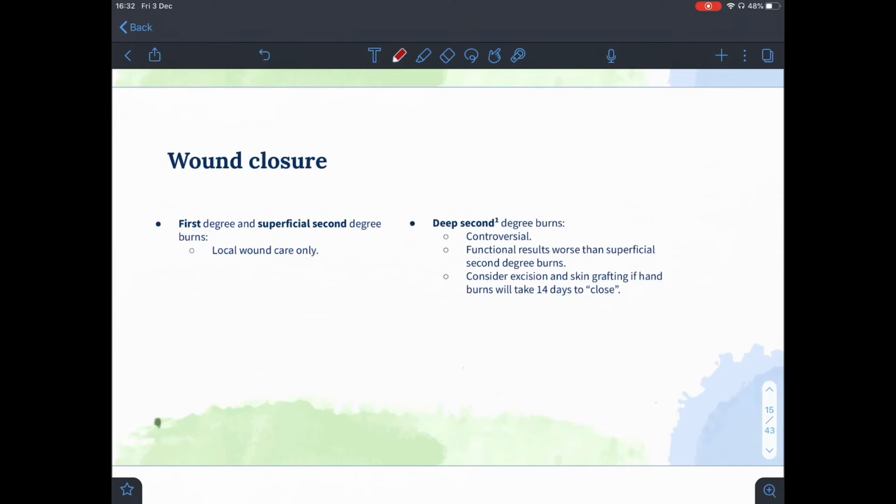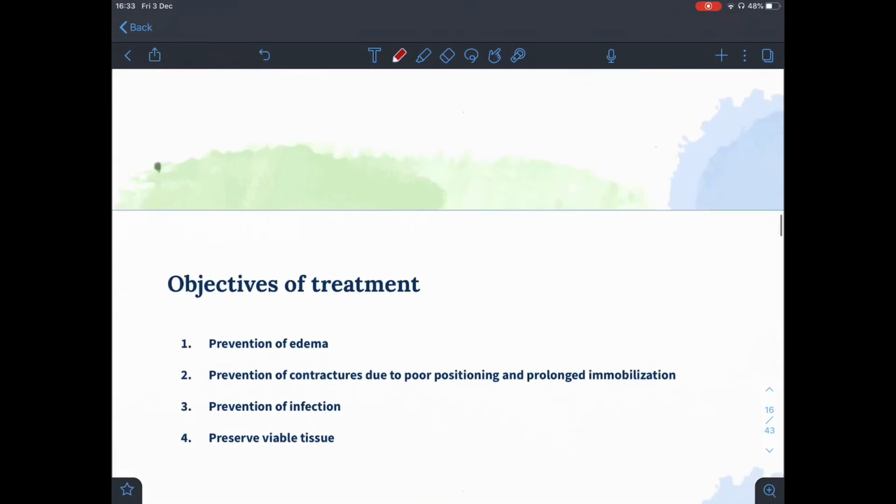The deep second degree burns المانجمنت فيها كنت controversial لأن we don't know if the burn will heal itself or not. So we have to wait for 14 days. نخلي البرن 14 يوم. إذا it healed good, if not we use grafts. Okay, and during these 14 days راح نعطي topical antibiotics and we will maximize resuscitation. So functional results worse than superficial second degree burns, and we have to consider excision and skin grafting of hand burns. Okay, so نفس اللي حكينا.